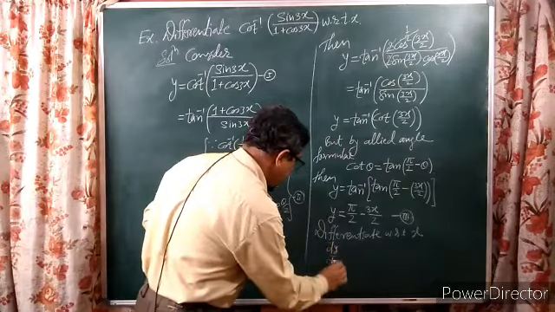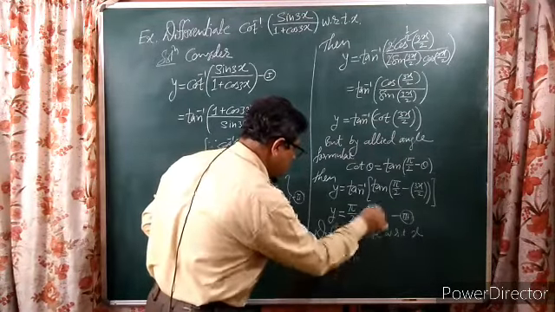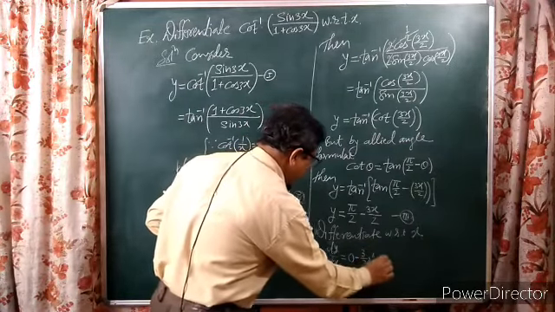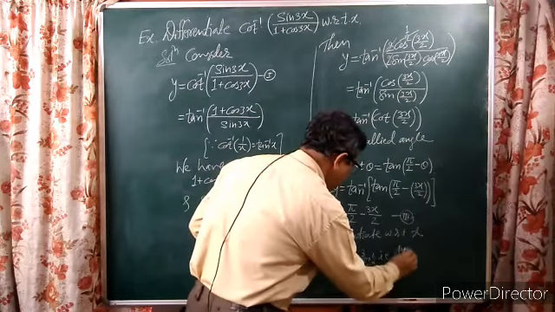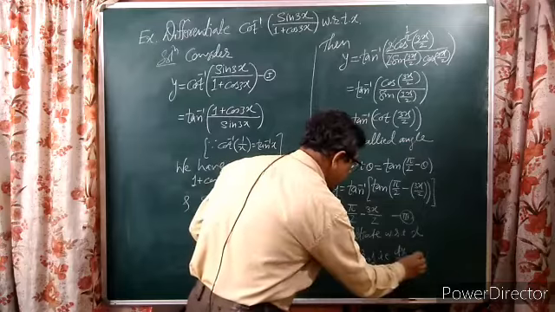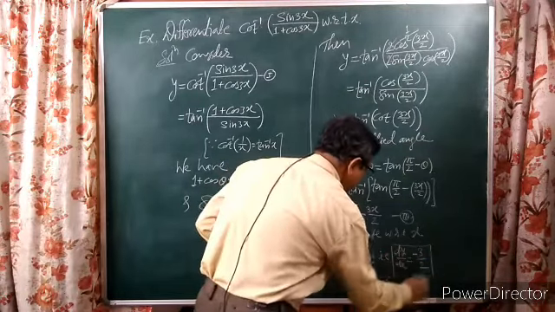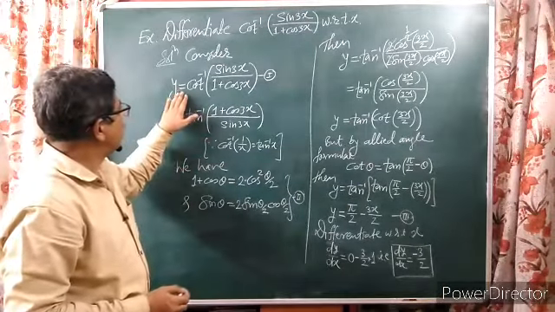dy by dx is equal to derivative of pi by 2, which is 0, minus derivative of 3x by 2. 3 by 2 is taken outside, into derivative of x, which is 1. That is, dy by dx is equal to minus 3 by 2.